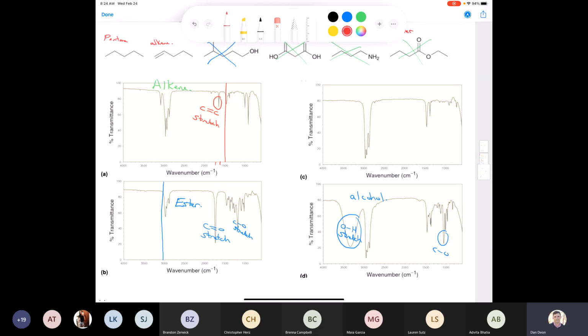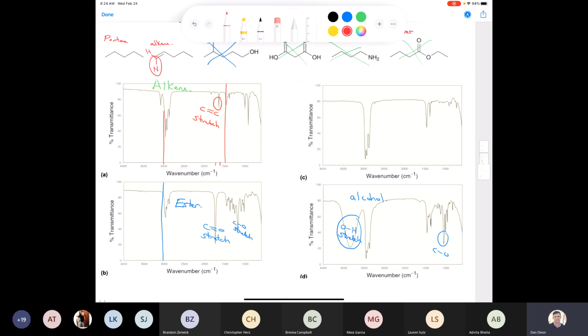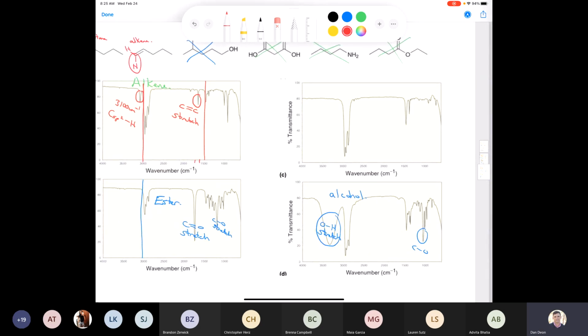It's not a strong signal. It can't be, right? Because there's no strong dipole in a carbon-carbon double bond. If this was symmetrical, there would be no dipole, but there's a little bit of a dipole here. What else? We know that we have sp2 hybridized carbon-hydrogen stretches. And if you draw a line at 3000, you can see this signal here, which is around 3100 reciprocal centimeters. That's going to be our sp2 hybridized carbon-hydrogen stretch. And then in C, we don't really see anything of interest here, do we?